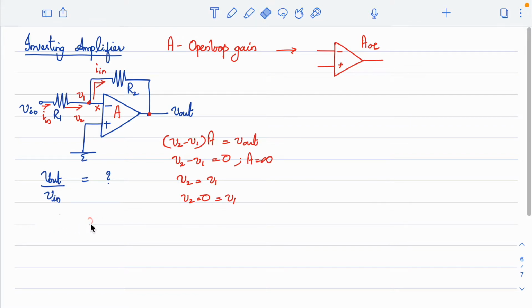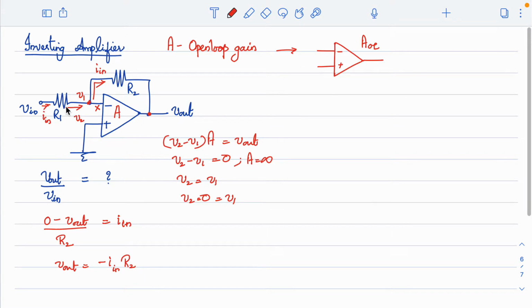So let me write in this form, 0 minus V out divided by R2 is equal to IN. Alright, or I can write this as V out is equal to minus IN into R2. Is this clear? V out is minus IN into R2.